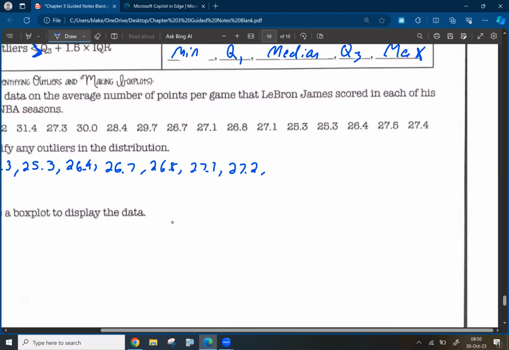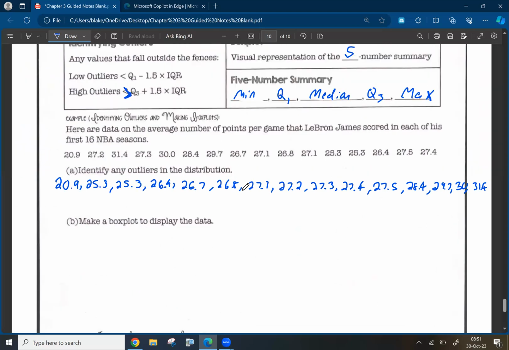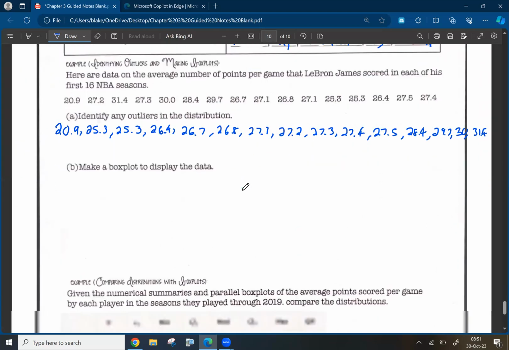Scoot over a little bit. 27.3, 27.4, 27.5, 28.4. Kind of running out of room here. 29.7, 30, and 31.4. Okay, just barely got in there. So these are all 16 values listed in order, smallest to biggest.